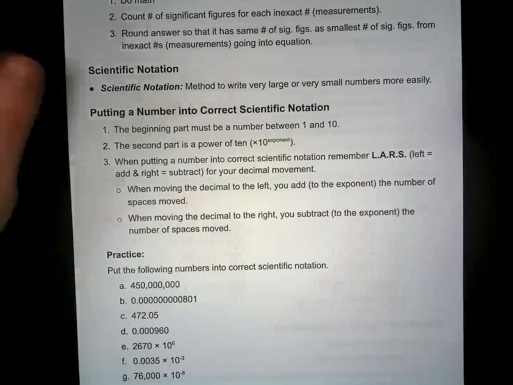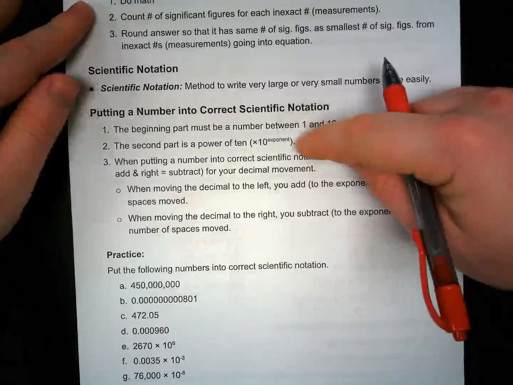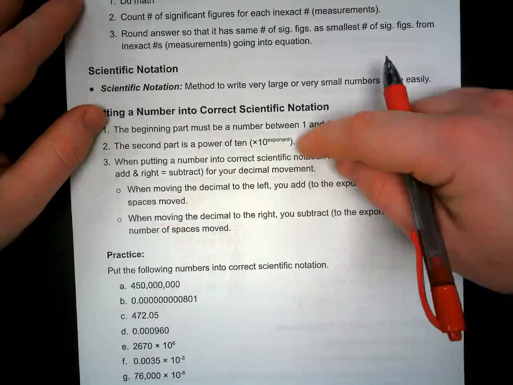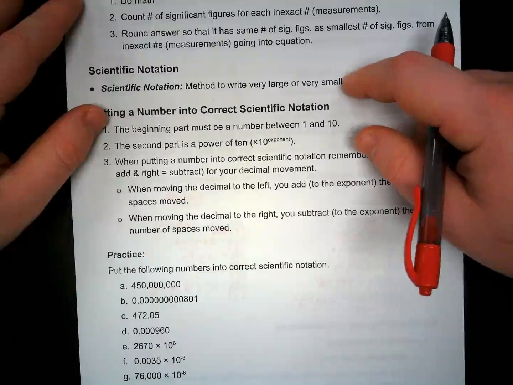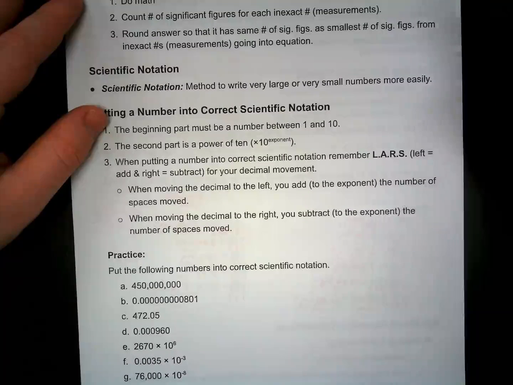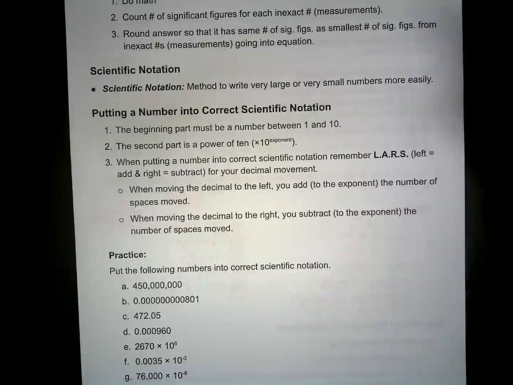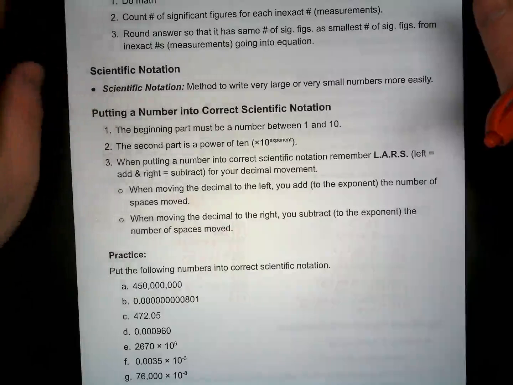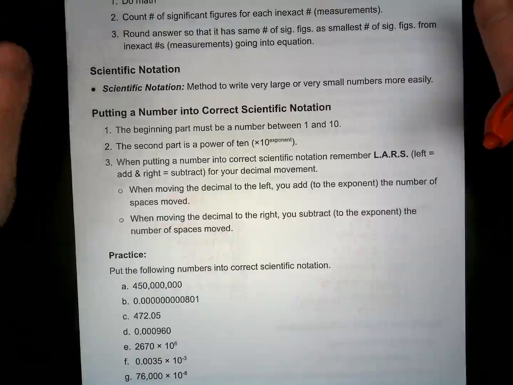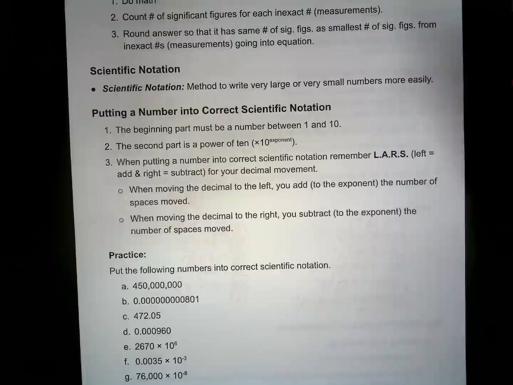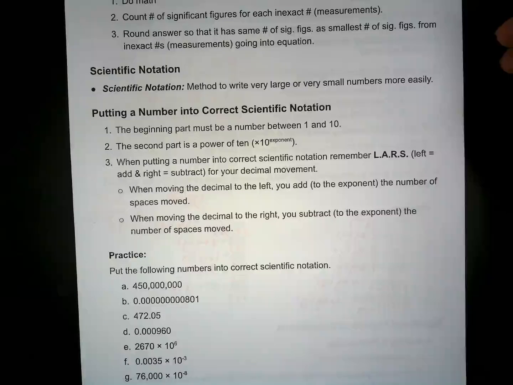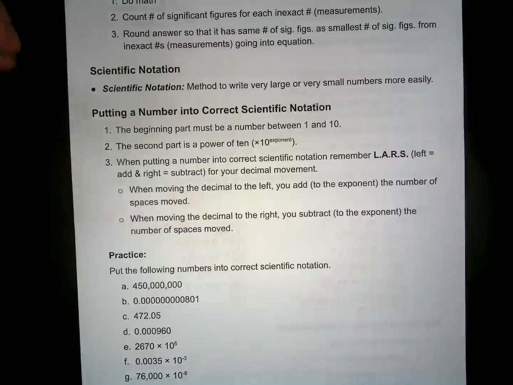Okay, it can't be 10. The second part is a power of 10, so that's times 10 with an exponent. So when putting a number into correct scientific notation, remember LARS: left you add, right you subtract for your decimal movement. When you're moving the decimal to the left, you're adding to the exponent. When you're moving the decimal to the right, you're subtracting from the exponent.